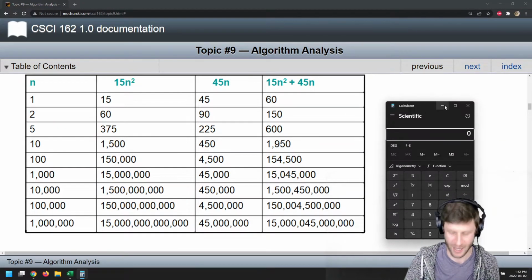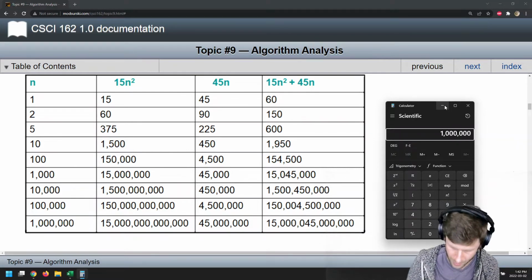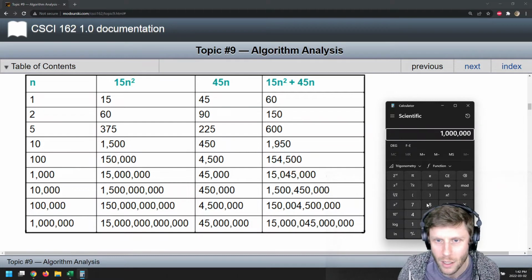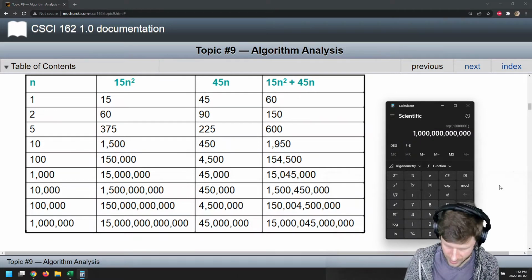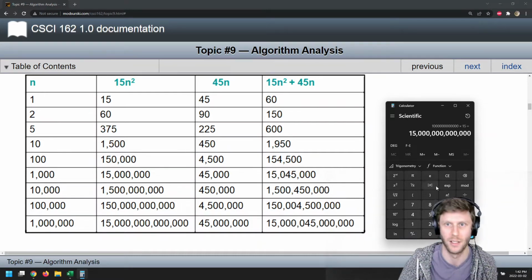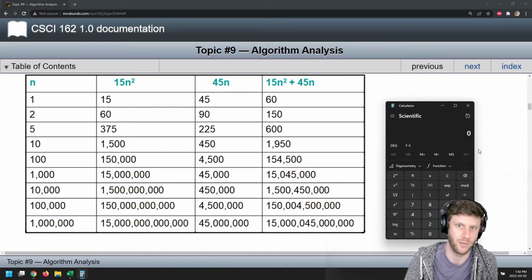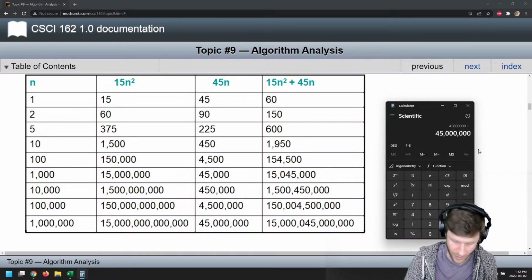If I have 15, okay, hold on. Let's do 1 million, 1, 0, 0, 0, 0, 0, 0, squared times 15. Okay. Nope, no, minus 15 times 15. Okay. So there's this. So if I copy this, and then I know 45 times a million, that's 45 million. So 45, 0, 0, 0, 0, 0, 0, divided by that.